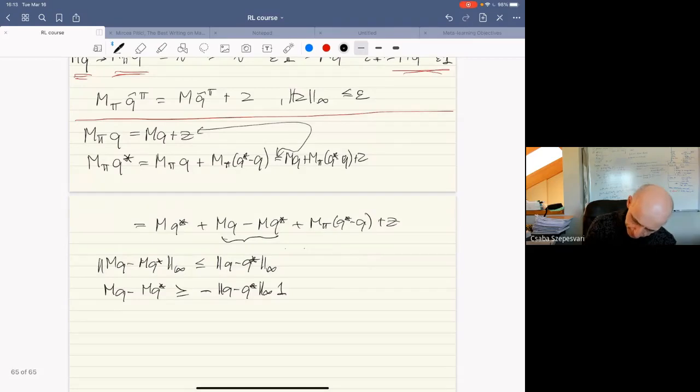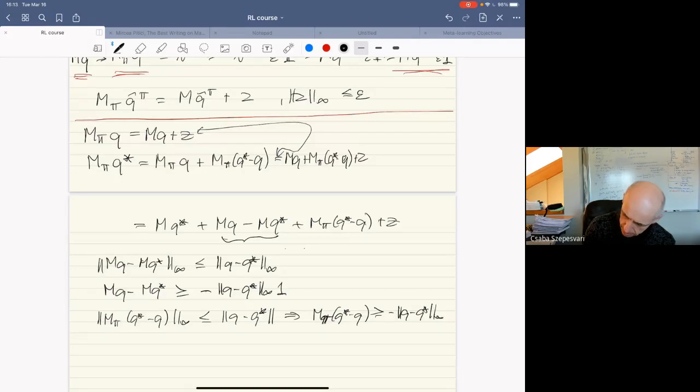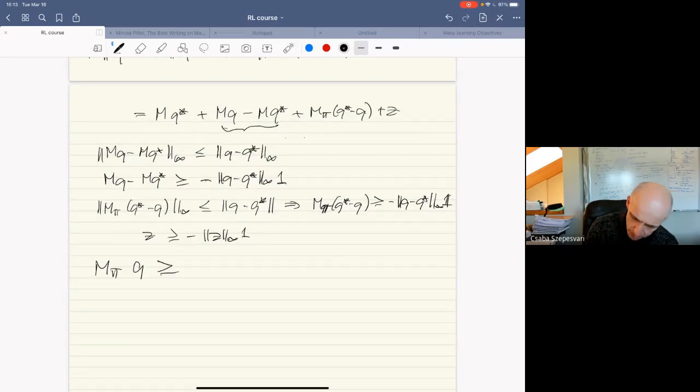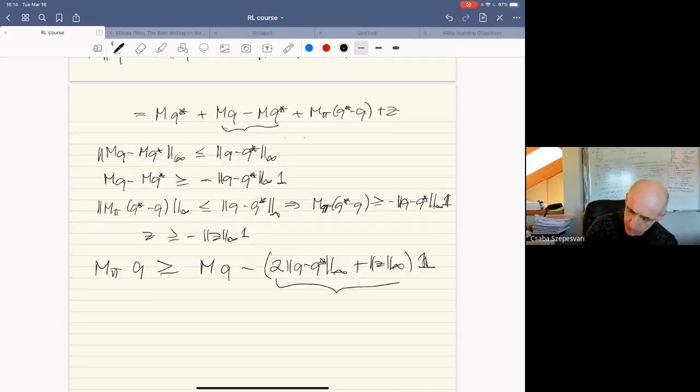And similarly, m pi q star minus q in infinity norm is upper bounded by q minus q star. So therefore, m pi q star minus q is lower bounded by the negative of q minus q star in infinity norm times 1. And of course, z can be lower bounded by the negative of its infinity norm times 1. So altogether, what this gives is that m pi of q is lower bounded by m q minus 2 times q minus q star deviation in max norm plus the max norm of z, times 1. So that's our epsilon that we can use.